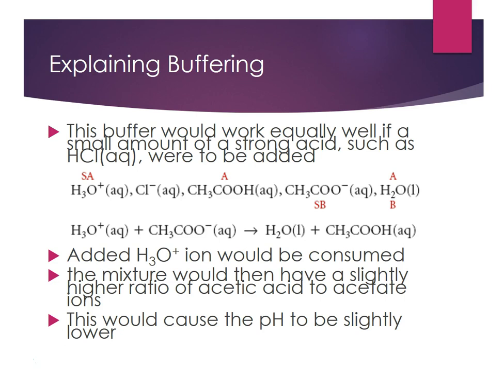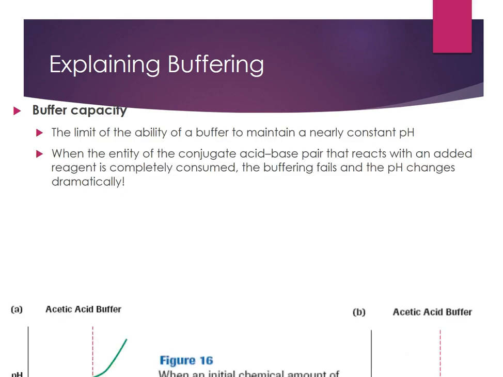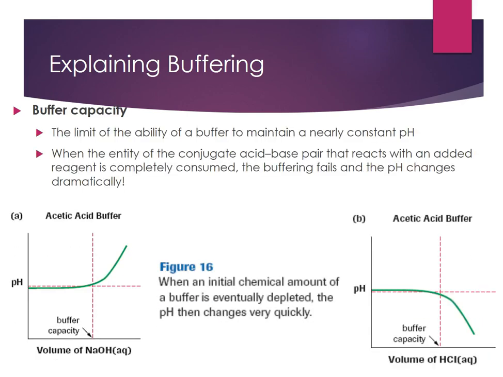The addition of hydronium ions from HCl would result in a slightly higher ratio of acetic acid to acetate ions. The pH would lower, but not as much as if HCl was being added to water. Buffers will only reduce pH changes for so long, though. Ultimately, enough of a strong acid or base can be added so that the pH will begin to change very quickly.